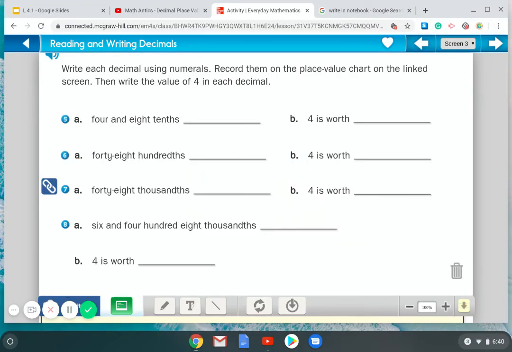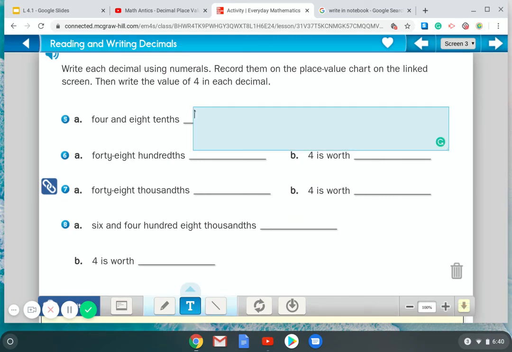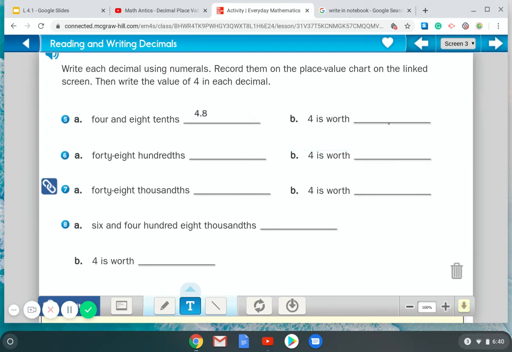Okay, so let's take a look at number 5. In the example, we have 4 and 8 tenths. So we would write that out in standard notation as 4 decimal 8, and then the value of the 4 here is 4 ones. Okay, now if this example helped you understand how to do 6, 7, and 8, just pause the video and go ahead and do 6, 7, and 8.